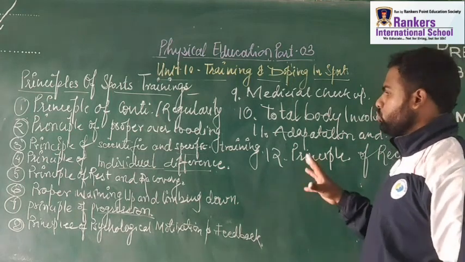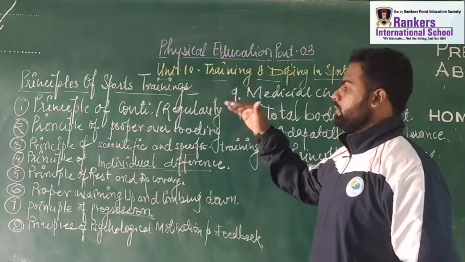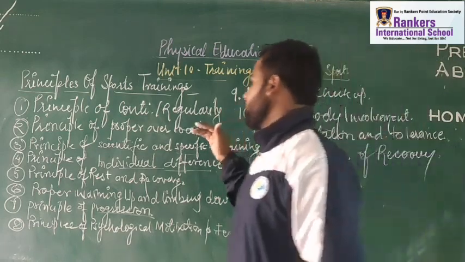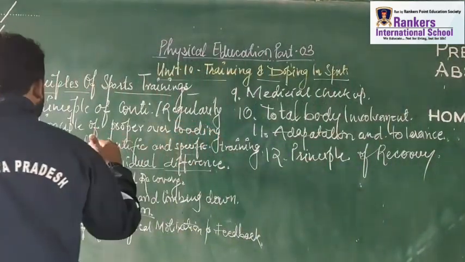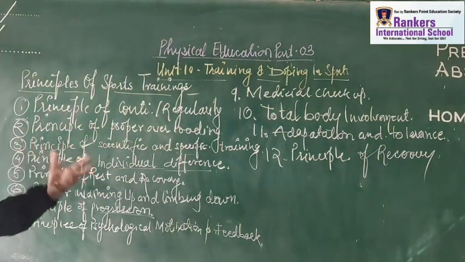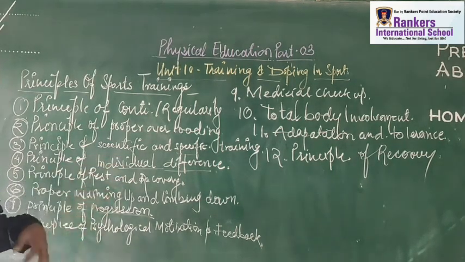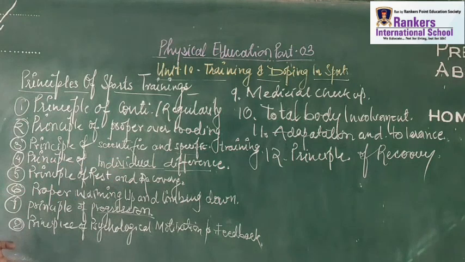So we have understood so many points which are based on the principles of sports training. The first is the principle of regularity. Second is the principle of proper overloading. Third was the principle of scientific and specific training. Fourth is the principle of individual difference. One should understand the individual work. The rest and recovery, the warming up, the limbering down, the progress, right? The principle of progress, the principle of psychological and motivation feedback.